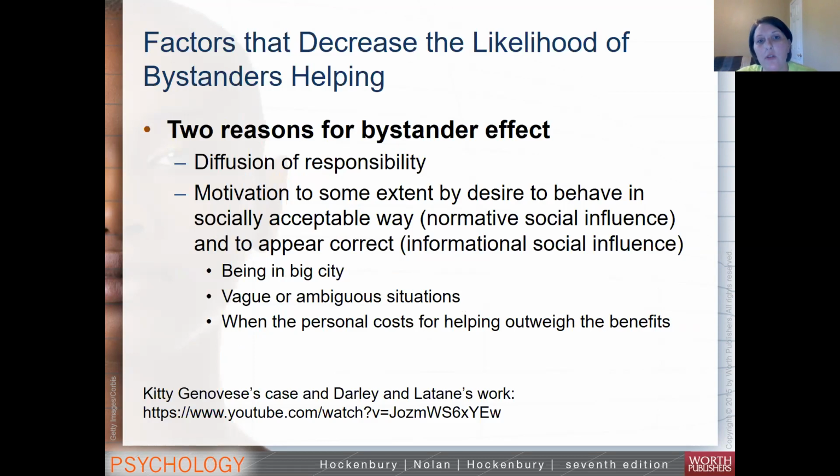The work on the bystander effect actually came about because of a case that happened, and there's a YouTube video that explains it really well and talks about Darley and Latané's work. Latané saw this case in the newspaper where a young woman, Kitty Genovese, was walking home from work, I believe, in a big city, and a man came out and started stabbing her. She screamed for help, and there were a lot of people in their homes all around. I believe the number varies between 20 and 30 people who had heard what happened. And nobody called the cops.